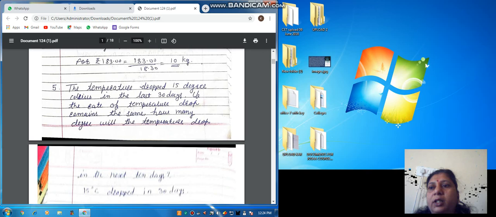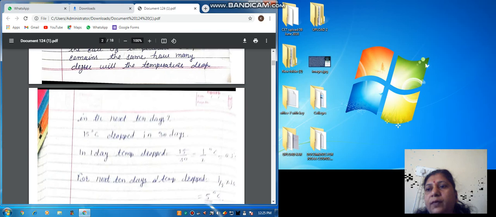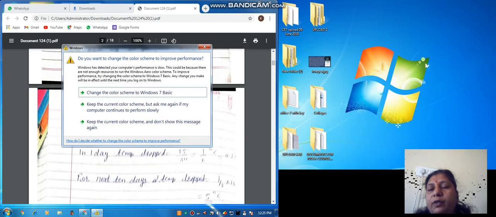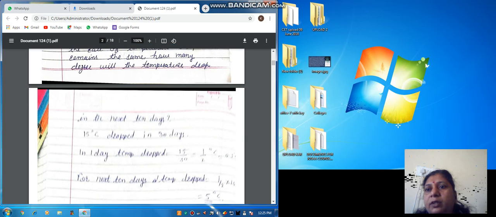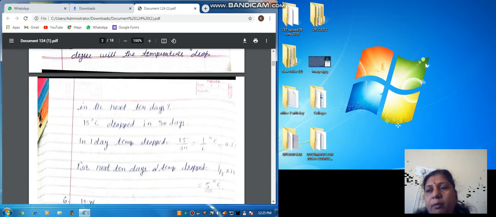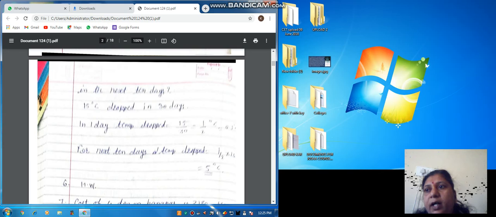The temperature dropped 15 degrees Celsius in the last 30 days. If the rate of the temperature drop remains the same, how many degrees will the temperature drop in the next 10 days? Now see here, 15 degrees Celsius dropped in 30 days. So in one day the temperature drop is equal to 15 upon 30, that means 1 upon 2, that is equal to 0.5 Celsius. Now for the next 10 days the temperature drop is equal to 1 upon 2 multiplied by 10. That is 5 degrees Celsius.